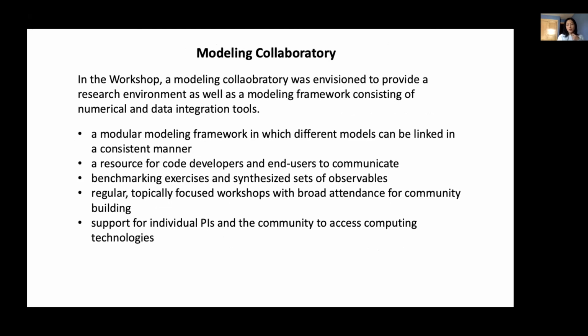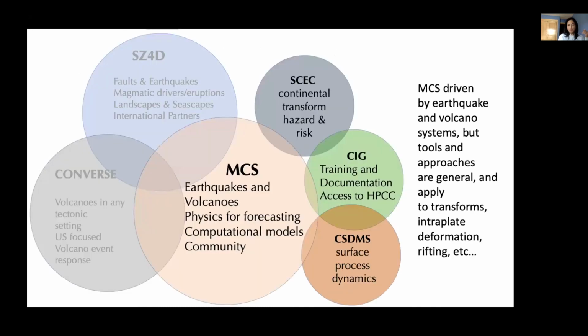So, the Modeling Collaboratory could provide this integrated modeling framework, but also a research environment for community building. And again, these are things that the collaboratory could provide. Hopefully what we envision is MCS providing some help to unify these efforts that are happening in other modeling centers.